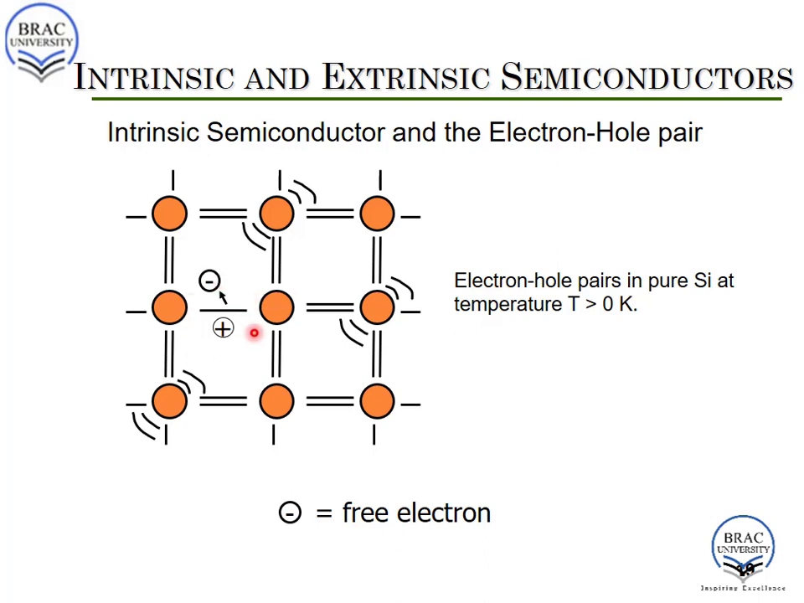Here we can see that there is only one line. That means another line, which is actually an electron, has jumped away from this bond. This is denoted with this circle. It is a free electron. And whenever the electron is freed from here, a hole is actually created. A hole actually means the shortage of an electron, and thus is denoted by a positive sign.